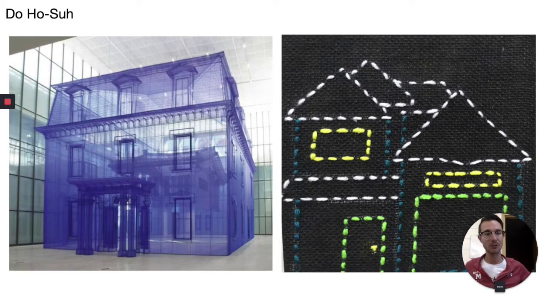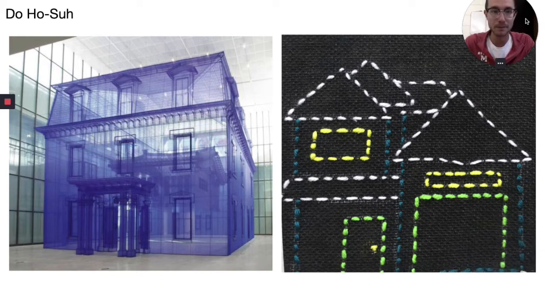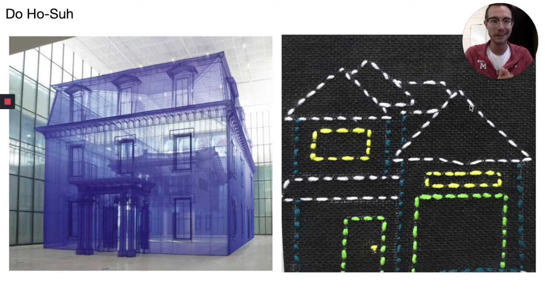Do Ho Suh is another one of my favorites. He also has a really fantastic Art 21 video. He is a South Korean artist who was displaced as a young boy, and he deals a lot with that displacement in his artwork. So he had this idea: what if I could have taken my home in South Korea, packed it up in a suitcase, and just taken it with me? So he literally did that.